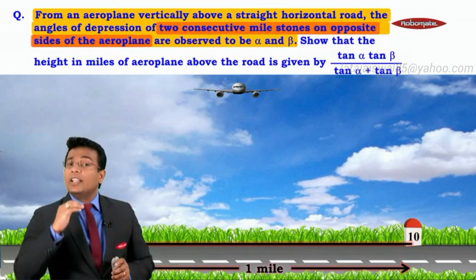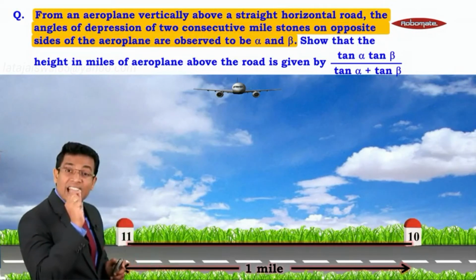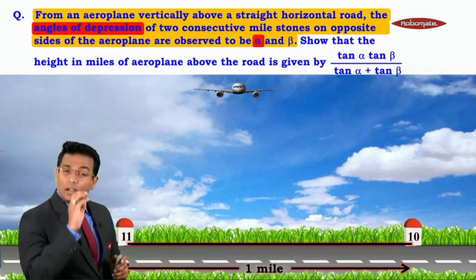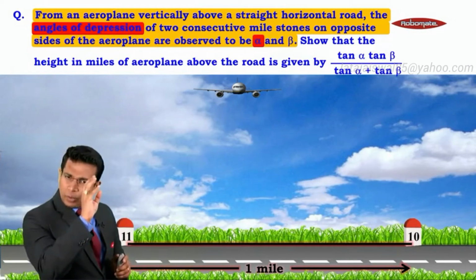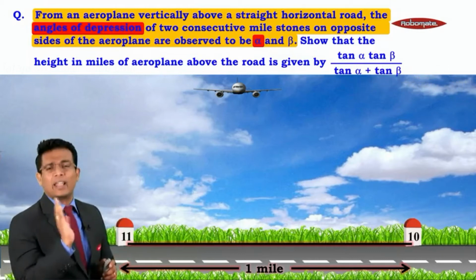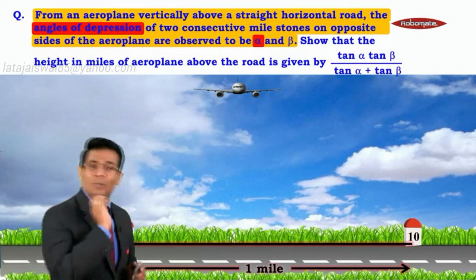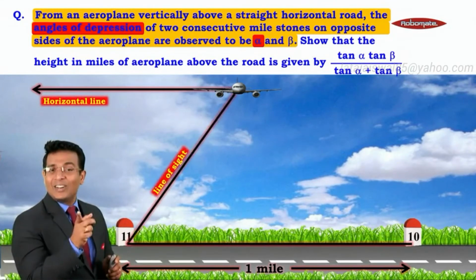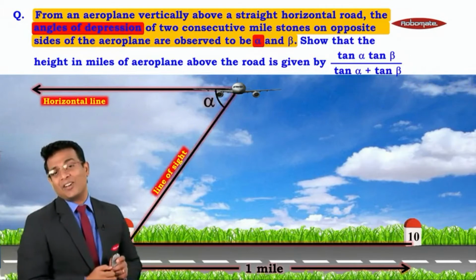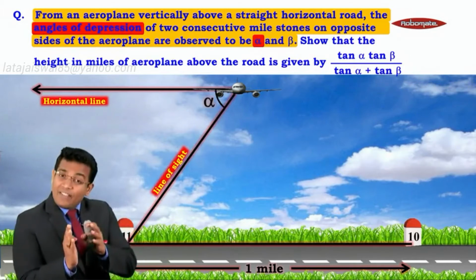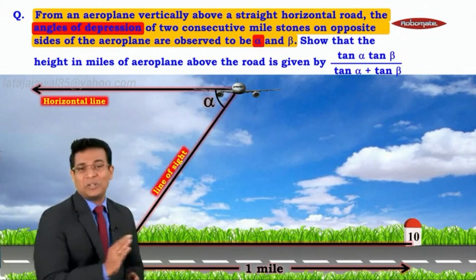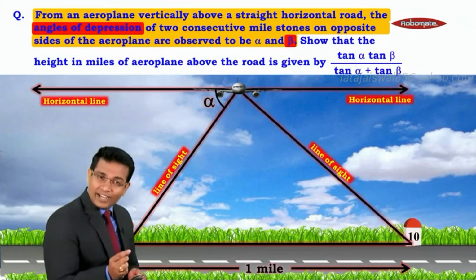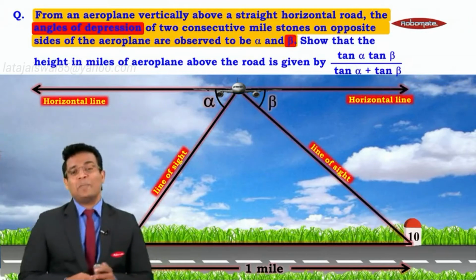What we are seeing is angles of depression. There are two angles of depression formed. One when the observer in the aeroplane is observing one milestone, he is making an angle, and one when he is observing the other milestone. So when he is observing this, there's a horizontal line, and this is a line of sight. The angle which is made here, that angle of depression, is given as alpha. The same way there is an angle of depression formed for the next one. Again we will have a horizontal there and a line of sight here. The angle which is made here is nothing but beta.